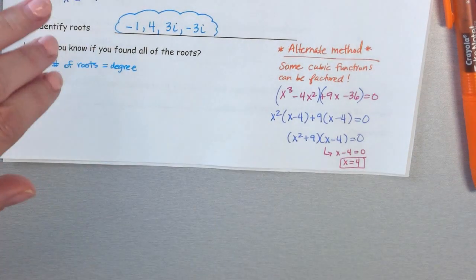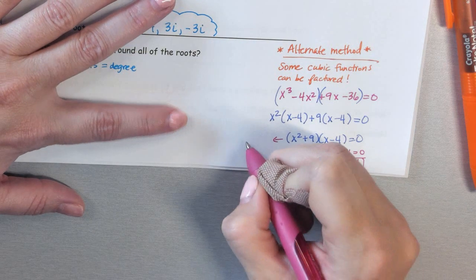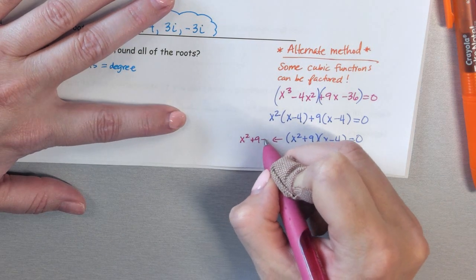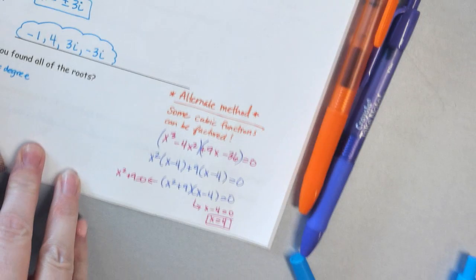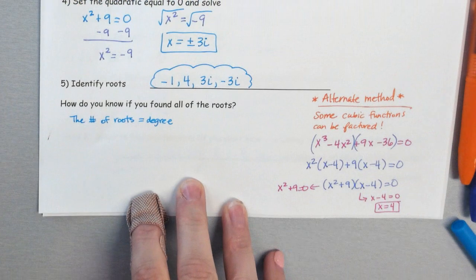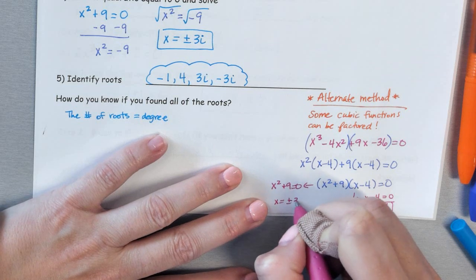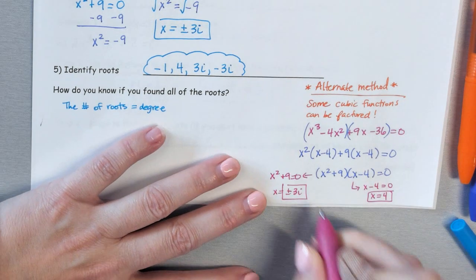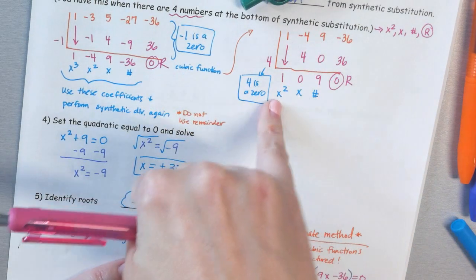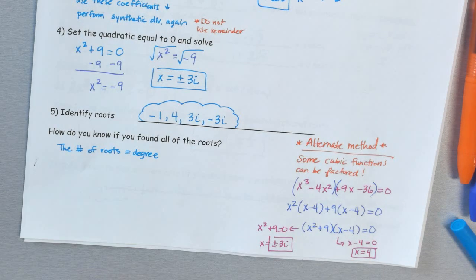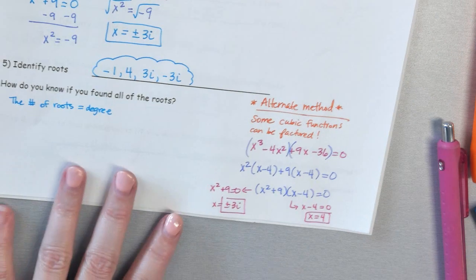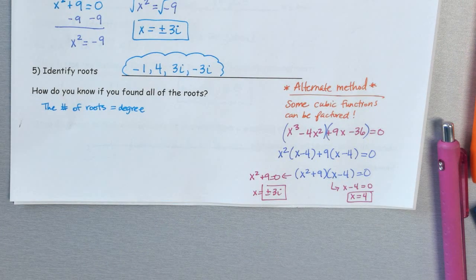That's what we had done in the other synthetic division. And then obviously if I did the x squared plus 9 equals 0, we just did that work up here, so we don't have to do it again, but we would get x equals plus or minus 3i. So you would end up with the same amount of zeros as if you did the synthetic division and then solved this way. Okay, so again, that's just an alternate way you could do it. Some cubic functions can be factored. Not all of them can be factored. But if you recognize that or if you want to try that, you are welcome to do so.